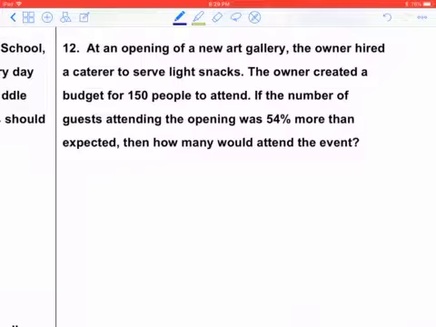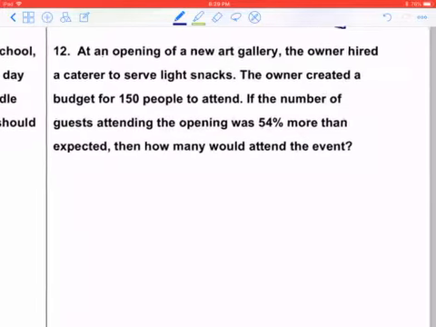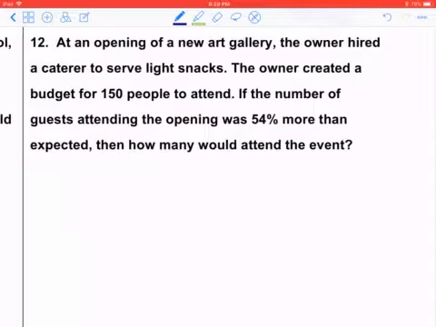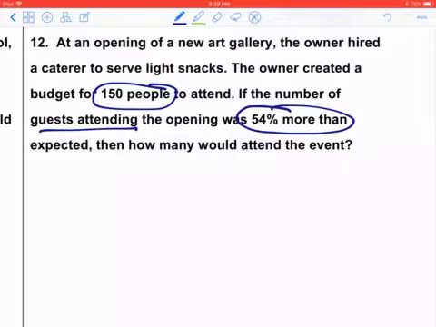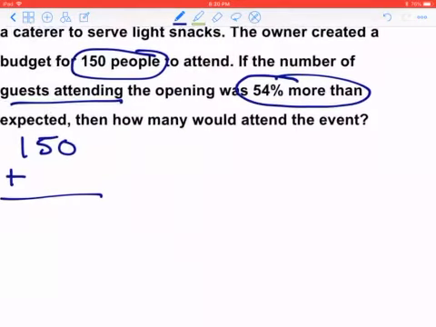Number 12 says, at an opening of an art gallery, the owner hired a caterer to serve light snacks. The owner created a budget for 150 people to attend. If the number of guests attending the opening was 54% more, so we know we're going to add something to that 150, how many would be attending the event? So we need to find out what 54% more is. So 150 times 0.54.